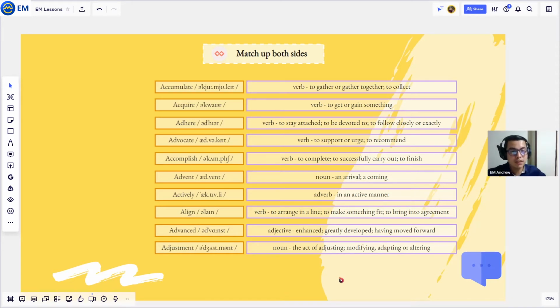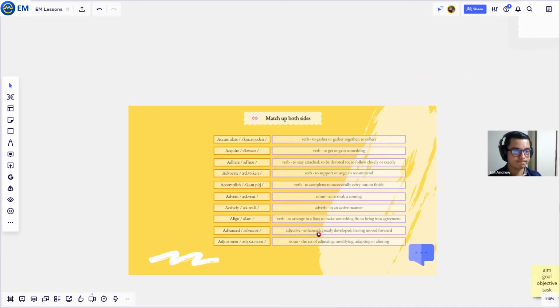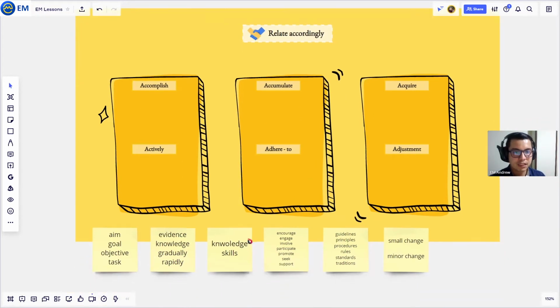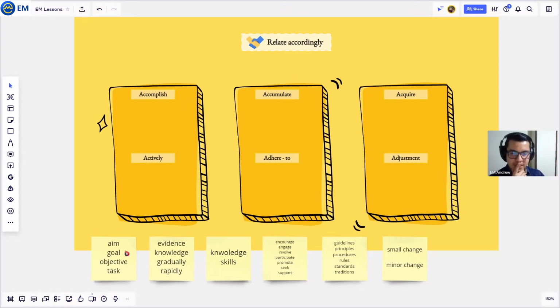Okay, so that would complete this exercise. Now compare your own answers to this. Okay, moving on. So relate accordingly. Once again, we have a couple of words, accomplish, accumulate, and so on, but we have some sticky notes that we need to relate to those words. Okay, so if you think aim, goal, objective, and task, all right, let's see how it goes. Once again, I just complete everything and then you follow me.